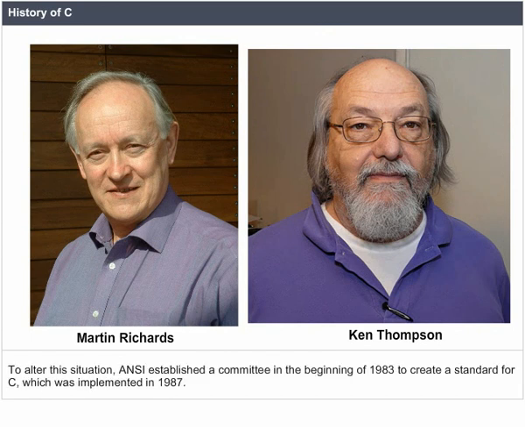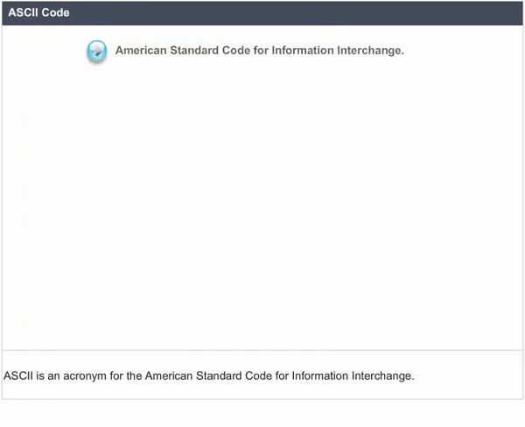To alter this situation, ANSI established a committee in the beginning of 1983 to create a standard for C, which was implemented in 1987. ASCII code.